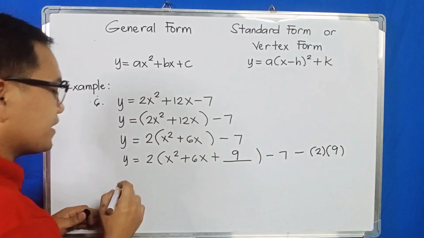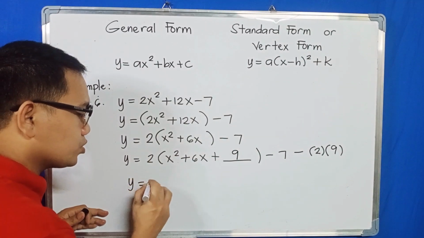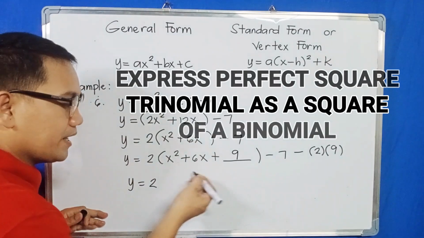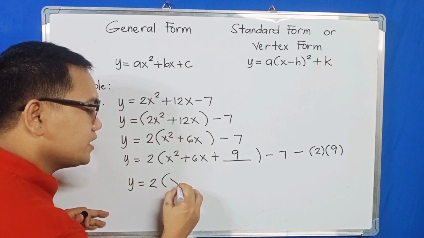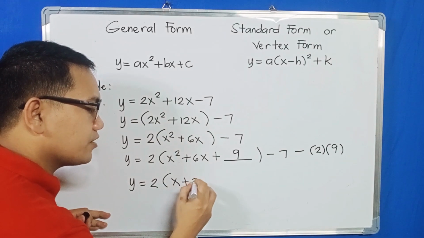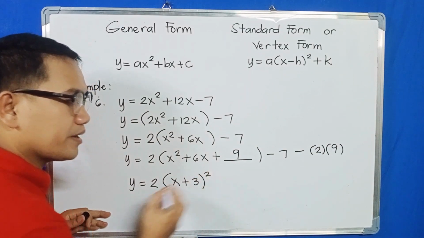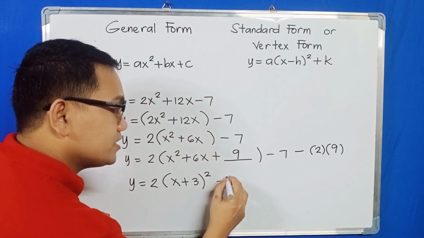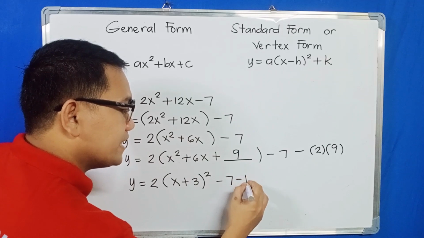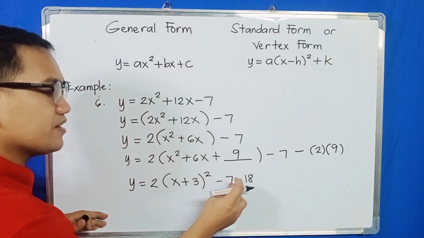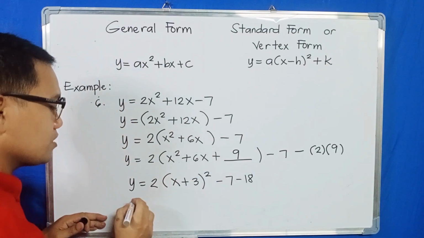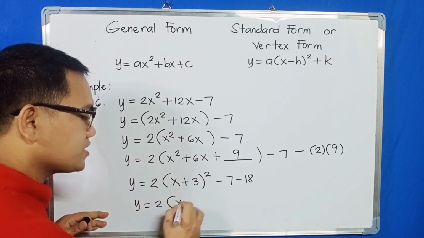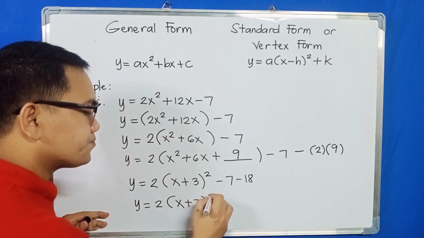So let's try to simplify. y is equal to 2. We will express this one as a square of a binomial. So we will have the quantity x plus 3 squared. So combining these two, first let's simplify. 2 times 9, we have 18. So we have negative 7 minus 18. So y is equal to 2 times the quantity x plus 3 squared.